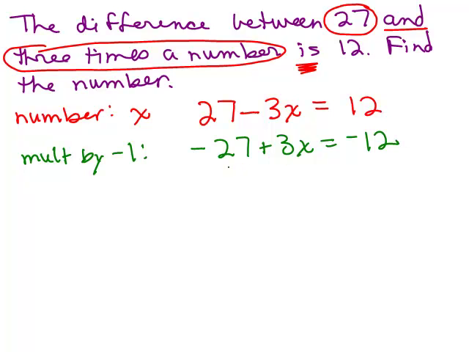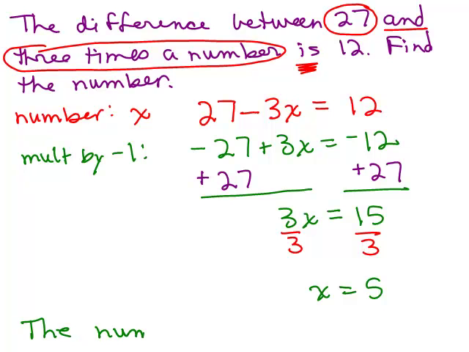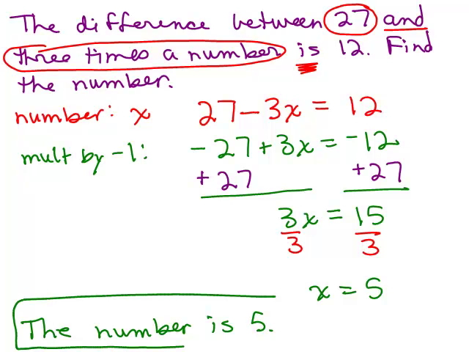All right, now we need to solve for x, so how about if I add 27 to both sides? So I have 3x equals 27 minus 12, which is 15. And now I can divide both sides by 3, so that my answer is x equals 5. So it looks like the answer is 5, and we hope that's correct, but we'll definitely check it.